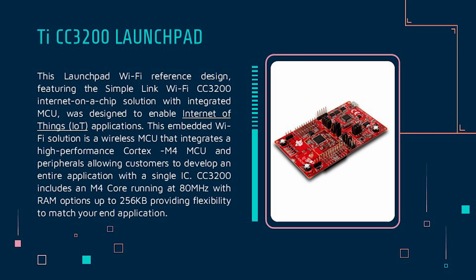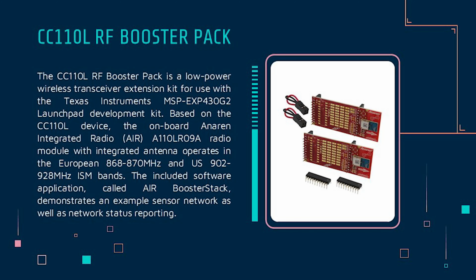Coming to CC3200 launchpad. This launchpad is a Wi-Fi reference design featuring the SimpleLink Wi-Fi CC3200 Internet on a chip solution with integrated MCU, designed to enable the Internet of Things. This embedded Wi-Fi solution is a wireless MCU that integrates a high-performance Cortex M4 MCU and peripherals, allowing customers to develop an entire application with a single IC. CC3200 includes an M4 core running at 80 MHz with RAM options up to 256 KB, providing flexibility to match your end application.